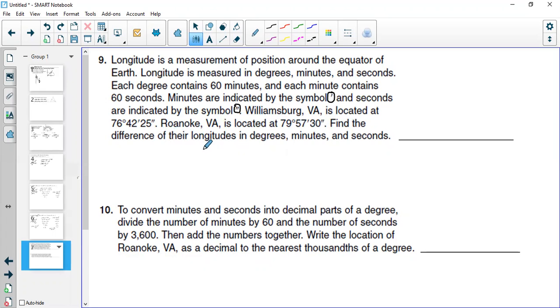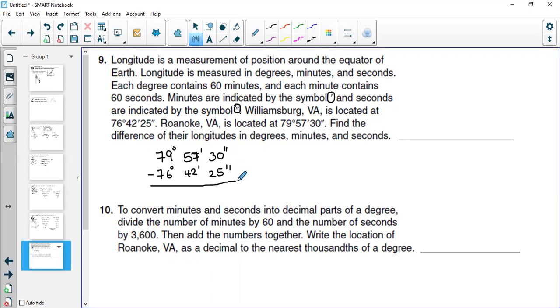Find the difference in their longitudes in degrees, minutes, and seconds. Just that, you have to find the difference. That's it. So put the bigger one first. So let's write it like that. 79 degrees, 57 minutes, and 30 seconds, because you cannot subtract from a smaller one, so write the bigger one first. Minus that from 76 degrees, 42 minutes, and 25 seconds.